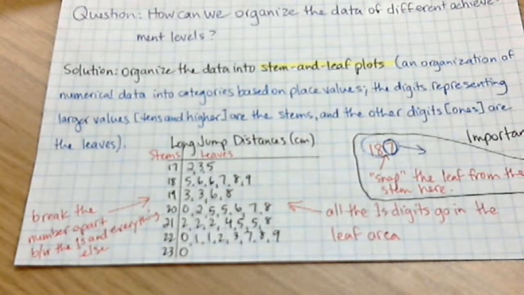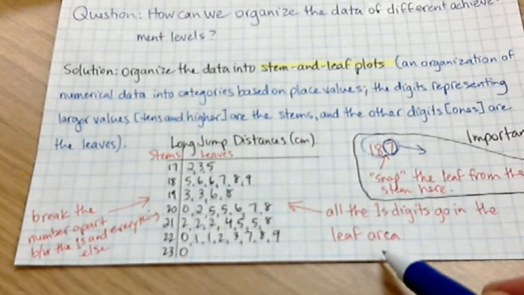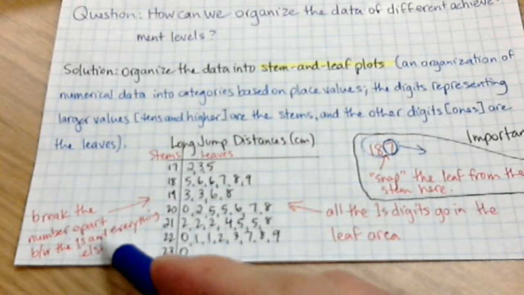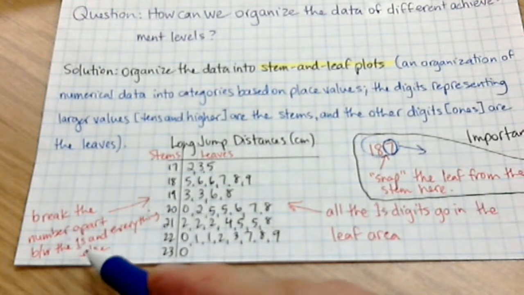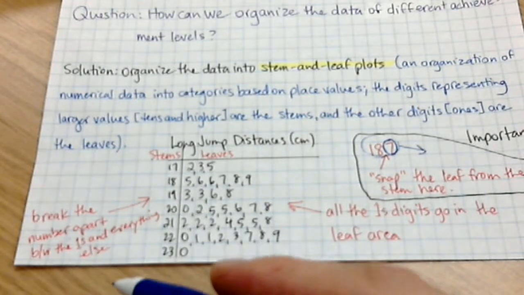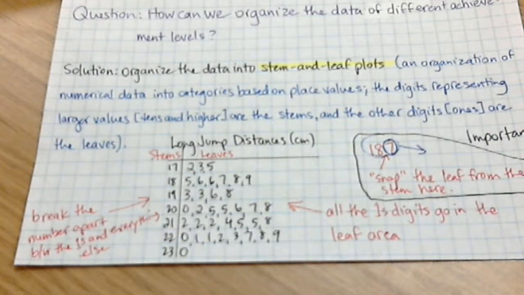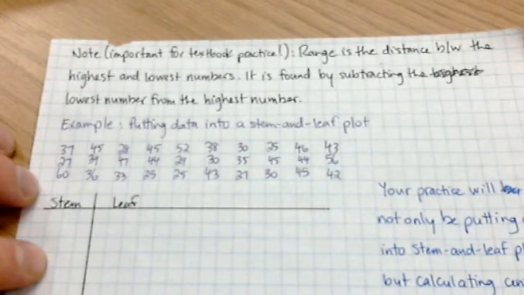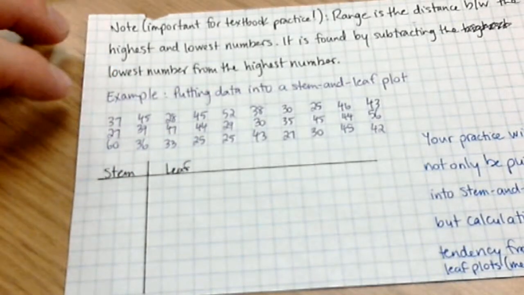So that's how you organize data into a stem and leaf plot. All the ones digits go in the leaf area, and then everything bigger than a ones digit, so tens, hundreds, thousands, whatever else, goes in the stems spot. Okay? Now, we're actually going to get an opportunity. I'll show you how to do this a little bit more.